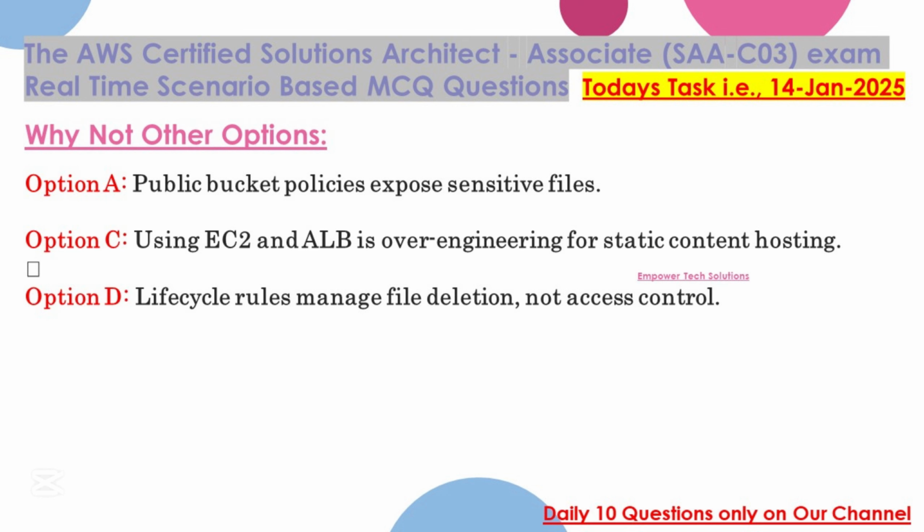Why not other options? Option A, public bucket policies expose sensitive files. Option C, using EC2 and ALB is overengineering for static content hosting. Option D, lifecycle rules manage file deletion, not access control.